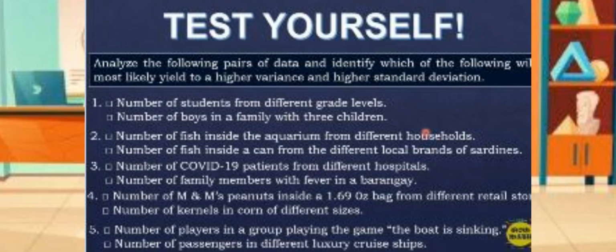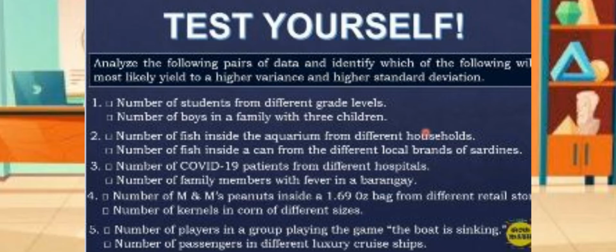Number 2 question. Number of fish inside the aquarium from different households, or number of fish inside a can from different local brands of sardines. 5 seconds again to answer. Number 3 question. Number of COVID-19 patients from different hospitals, or number of family members with fever in a barangay. Again, you have 5 seconds to answer.